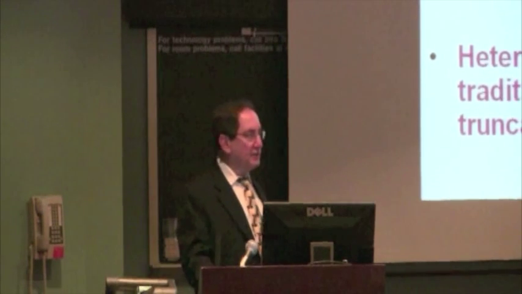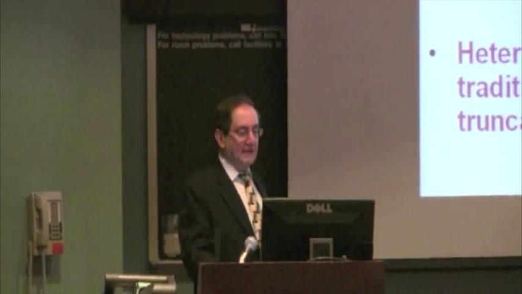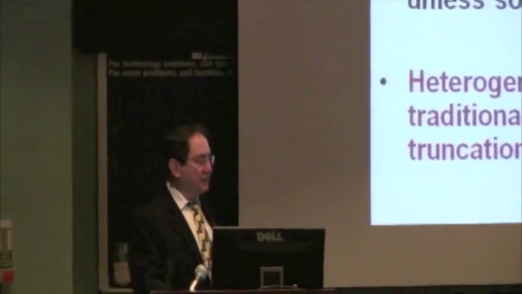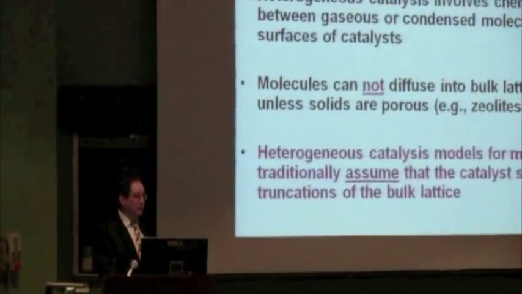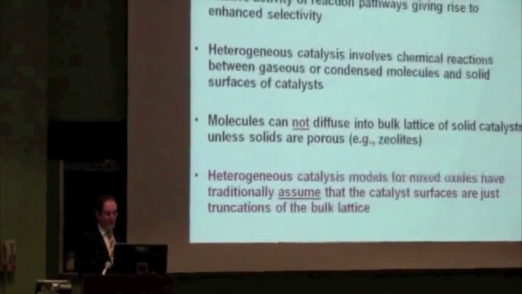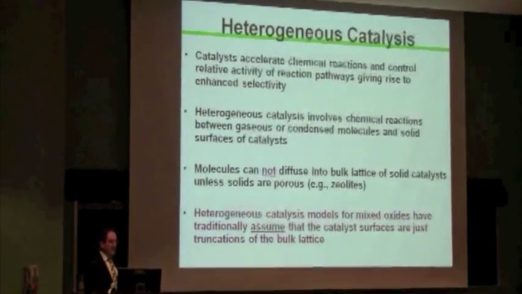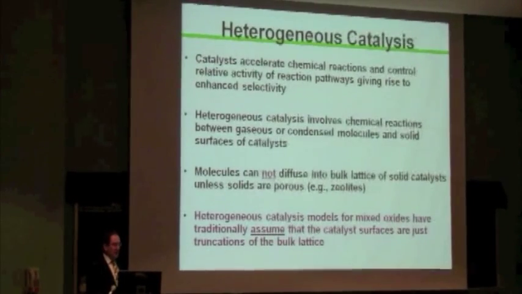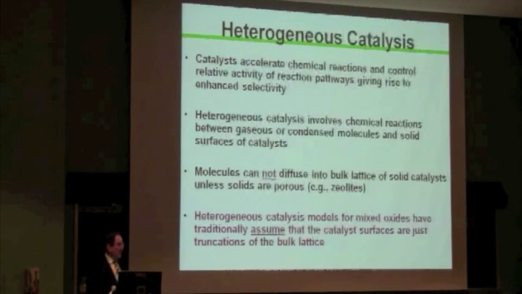Heterogeneous catalysts are solids, and they can be used in gas phase reactions, so you have gas-solid interactions. They're also used in the liquid phase, where again they're solids, and so you have molecules in the liquid reacting at the surface of the solid catalyst. The molecules cannot diffuse into the bulk of the solid lattice, unless, of course, you have something like a zeolite that's highly porous. But generally, the solids are pieces of rock, and the molecules are too big to penetrate the surface.